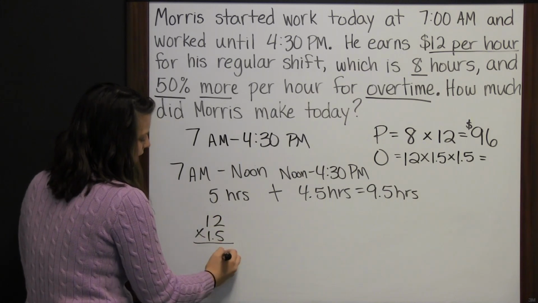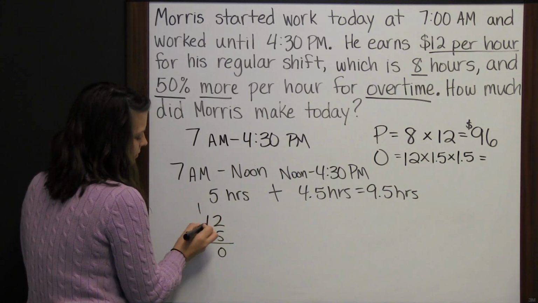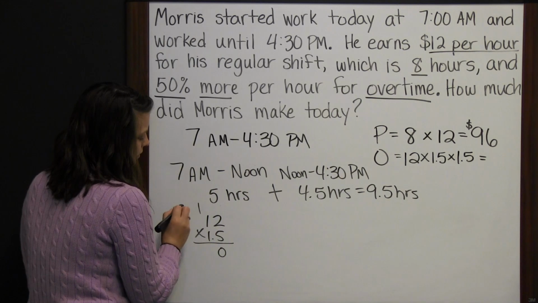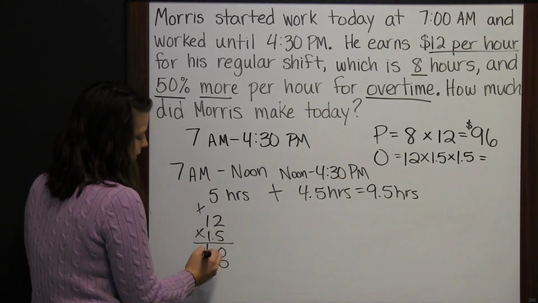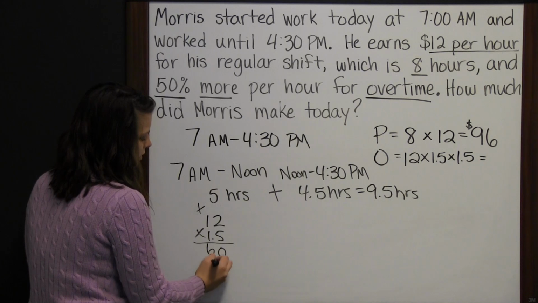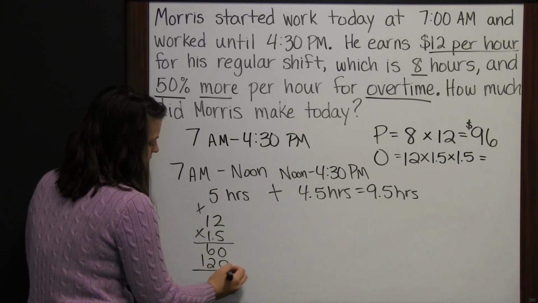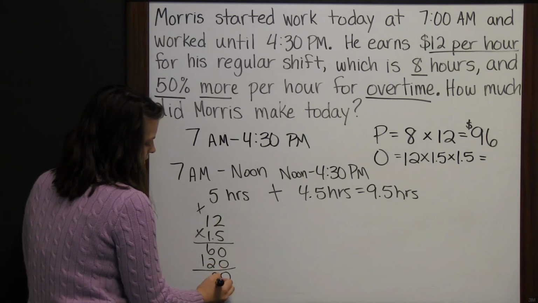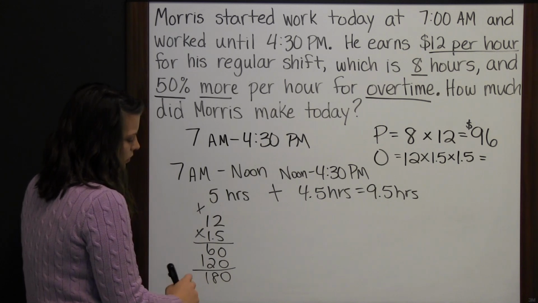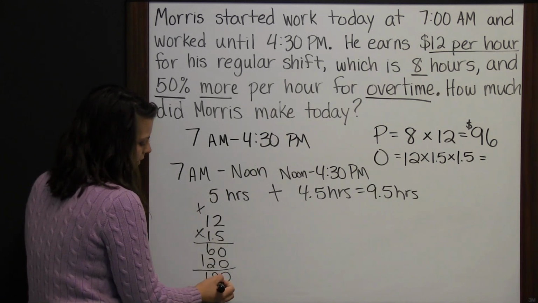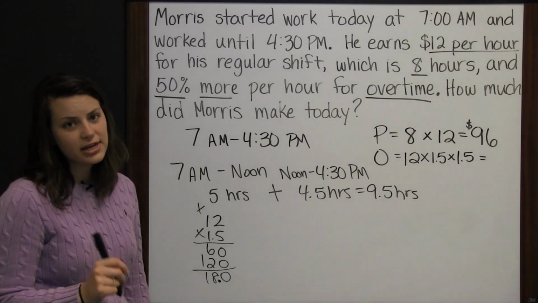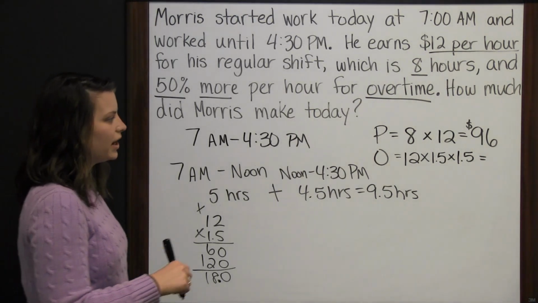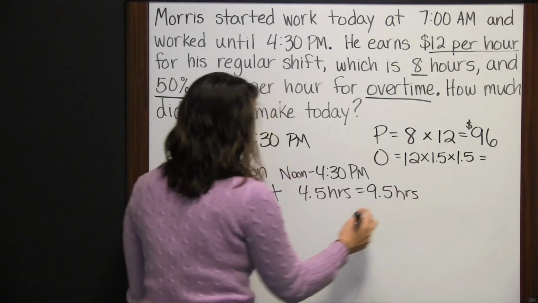5 times 2 is 10, carry the 1. 5 times 1 is 5, plus 1 is 6. Put a 0 placeholder. 1 times 2 is 2. 1 times 1 is 1. So we add this together and we get 180, but there's one number behind the decimal. So that means that he was making $18 an hour for that 1.5 hours that he worked overtime.